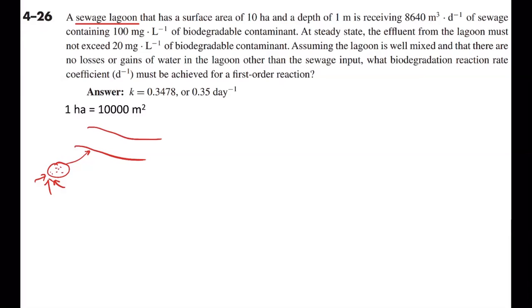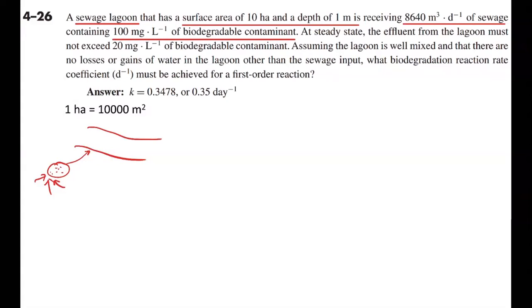We know that bacteria can degrade the organic waste within the wastewater, right? So this problem is talking about such a system. We're talking about a sewage lagoon, a small pond that has a certain surface area and certain depth, okay? So it has 10 hectares. 1 hectare is basically 10,000 meters squared, right? See, this is a very large area for the lagoon here. And it is receiving a certain amount of water, or sewage, basically the wastewater, and it contains a certain concentration of this degradable contaminant, right?